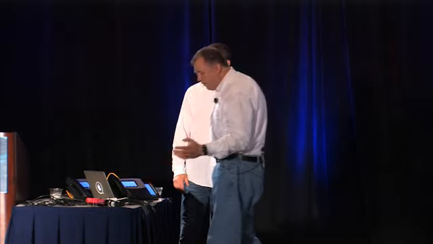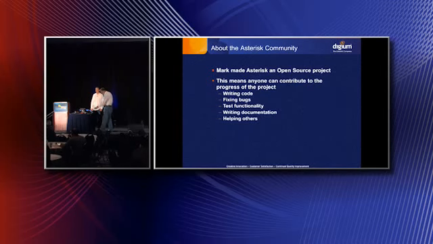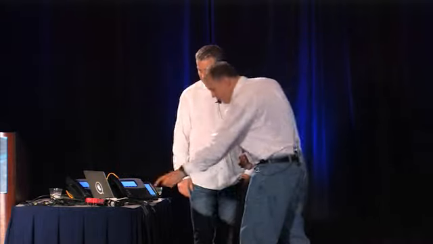Okay, a little bit about the community quickly. The project is open source, as you know, and it means that people can get involved, not just writing code. They don't have to be C programming gurus to do this, but fixing bugs, writing documentation, all that kind of stuff. It also means that Asterisk has been strengthened in lots of different directions by the people that most wanted it doing that. So if people wanted kind of contact center-y stuff, they worked on that hard. If people wanted implementations of other technology channels, they did that.